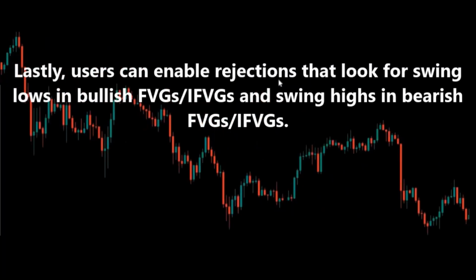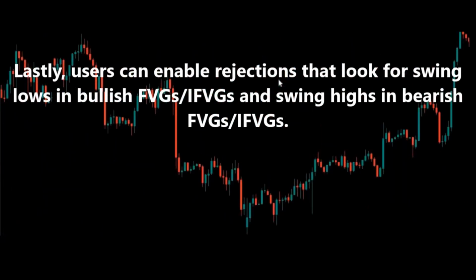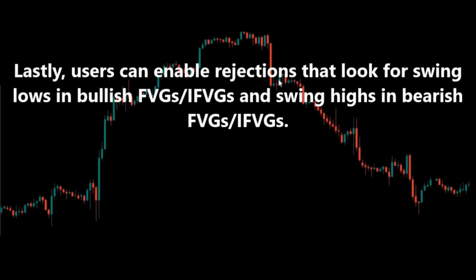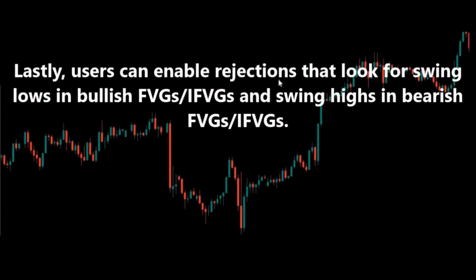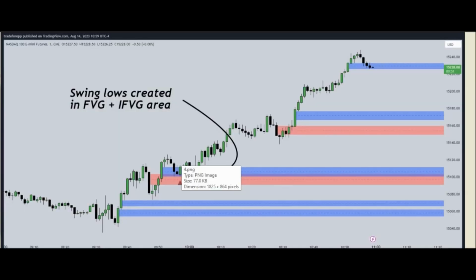So guys, lastly, users can enable rejections that look for swing lows in bullish fair value gaps or inverse fair value gaps, and swing highs in bearish fair value gaps or inverse fair value gaps. In this example over here, it shows an instance of rejection from both a regular and inverse fair value gap, meaning the pivot points were formed in a mutually shared area between the fair value gaps and the inverse fair value gaps. This is actually over here. The arrows we were discussing can show the swing lows and the swing highs depending on whether the market is going to the upside or to the downside. In this case, you can see there were swing lows created in fair value gaps and the inverse fair value gaps.